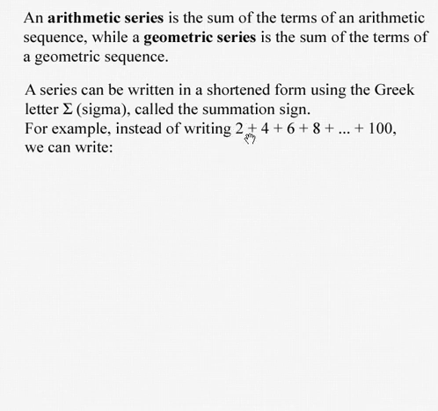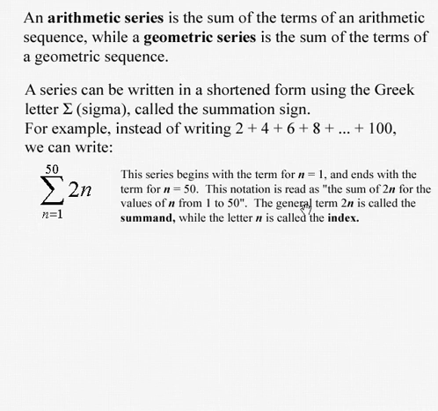So instead of writing 2 plus 4 plus 6 plus 8 plus ... plus all the way up to 100, we can write the symbol looking like this. Now, this is the series that begins with the term where n starts with 1 and ends with a value of 50 for n. So there are 50 terms in this series, starting with term 1, going to term 50. And we read this notation as the sum of 2n for the values of n from 1 to 50.